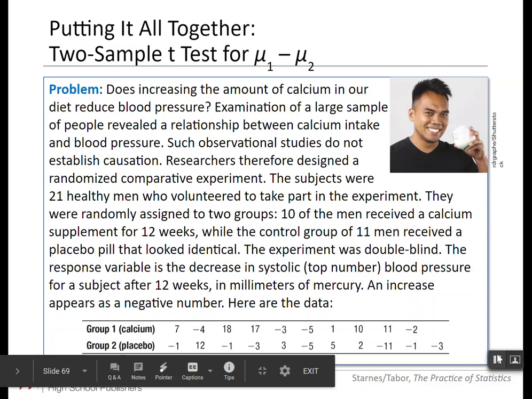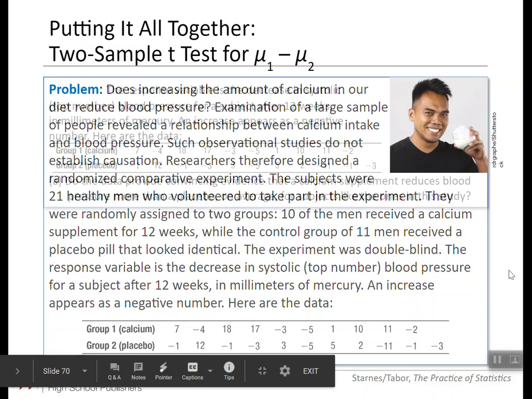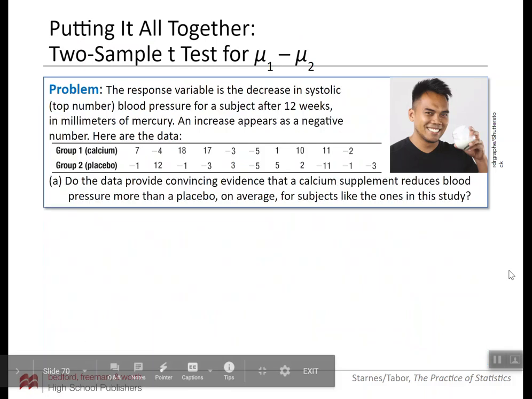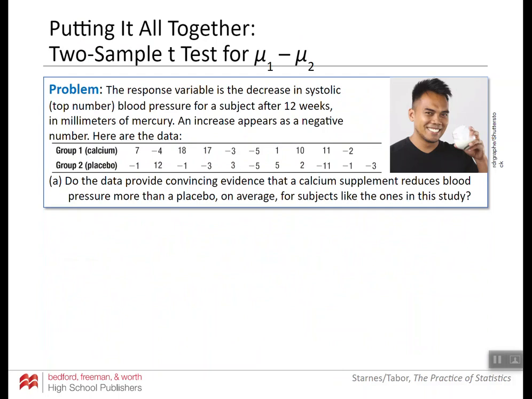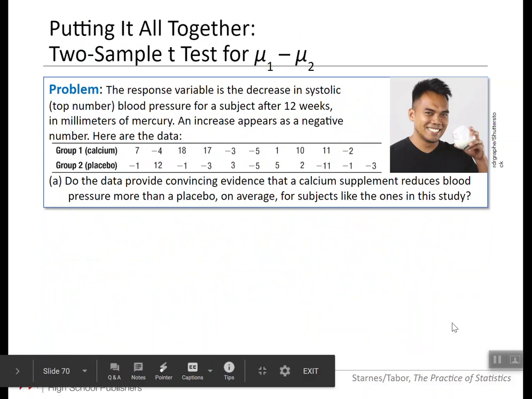So, our question is, do the data provide convincing evidence that a calcium supplement reduces blood pressure more than a placebo on average for subjects like the ones in the study?